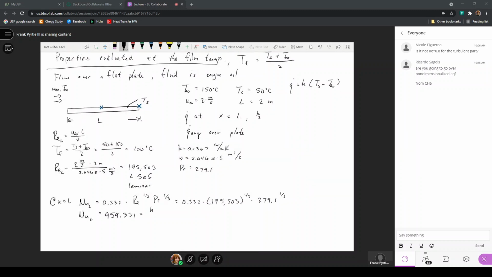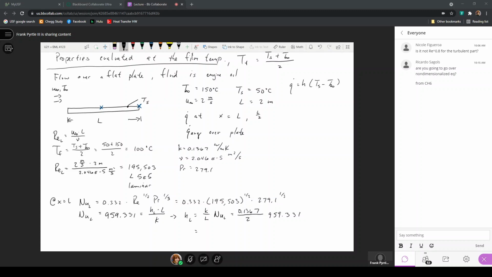This is equal to the heat transfer coefficient at X equals L times L divided by K. So this says then that the heat transfer coefficient at the trailing edge of the plate is equal to K over L times the Nusselt number at L. So here the thermal conductivity that we looked up was 0.1367 watts per meter Kelvin. The length of the plate is 2 meters, and the Nusselt number is 959.331. And so from this expression, we can get the heat transfer coefficient at the trailing edge.